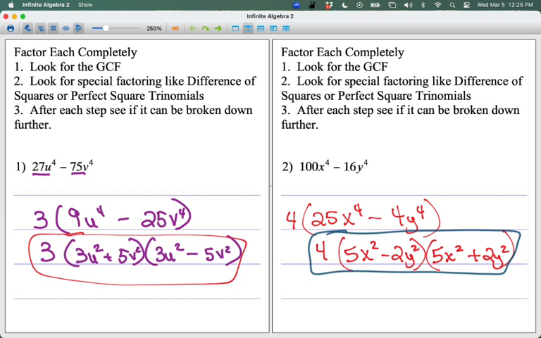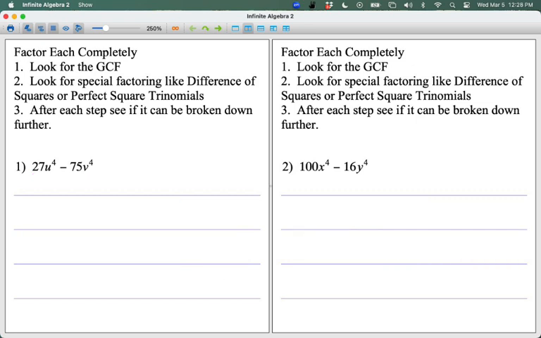Let's do some more examples. Feel free to stop the video at this time and try these on your own. Make sure you come back to check because there's some pieces that you have not seen before.